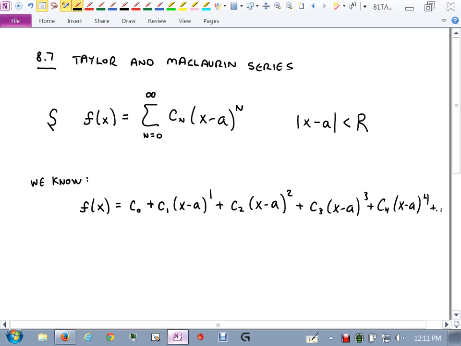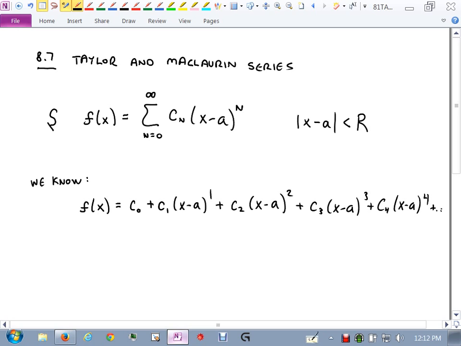The question becomes, if you know the function, right? Like in the past, I gave you a function, like natural log of x plus 5, and I said find its power series, and we were able to do it, right? But maybe there's an easier way to come up with these constants in front.